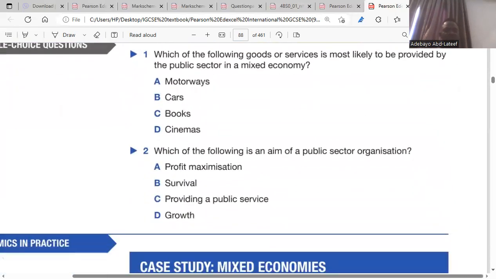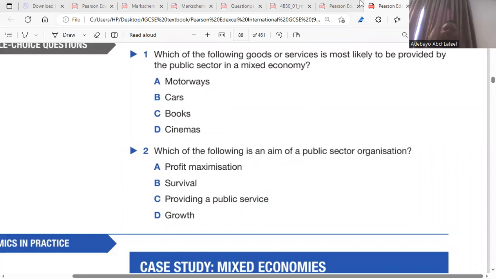So we have the multiple choice question. The first question is, which of the following goods or services is most likely to be provided by the public sector in a mixed economy? The mixed economy is a combination of both the private and public sector. Cars, government is not going to provide cars because cars are excludable and rival. Books, the private sector and the public sector may provide both. Cinemas, the private sector will do that. It's luxury.